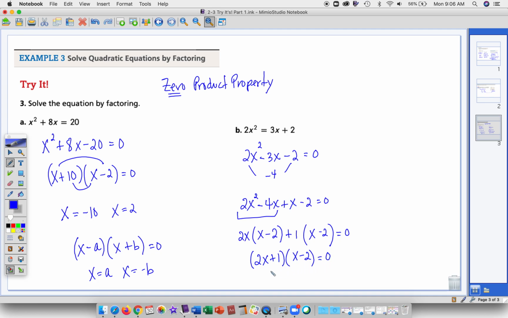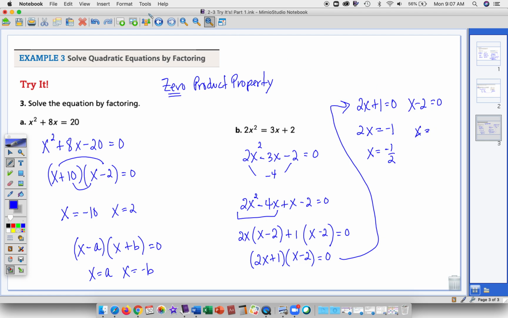If I set each of these quantities equal to 0, let me come up here. So I have 2x plus 1 equal to 0 and x minus 2 equal to 0. So remember, if this product equals 0, that's what the whole zero product property is about. If this product equals 0, either of these quantities can equal 0. So I subtract 1, divide by 2, and I get negative 1/2.